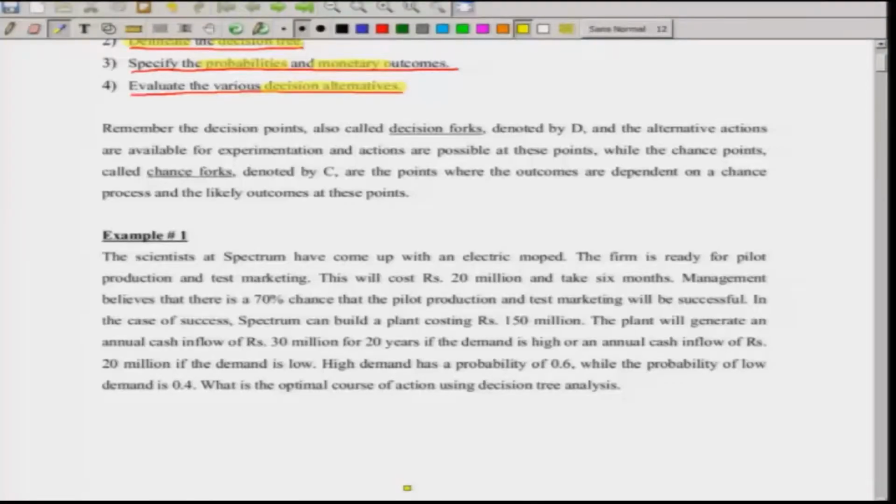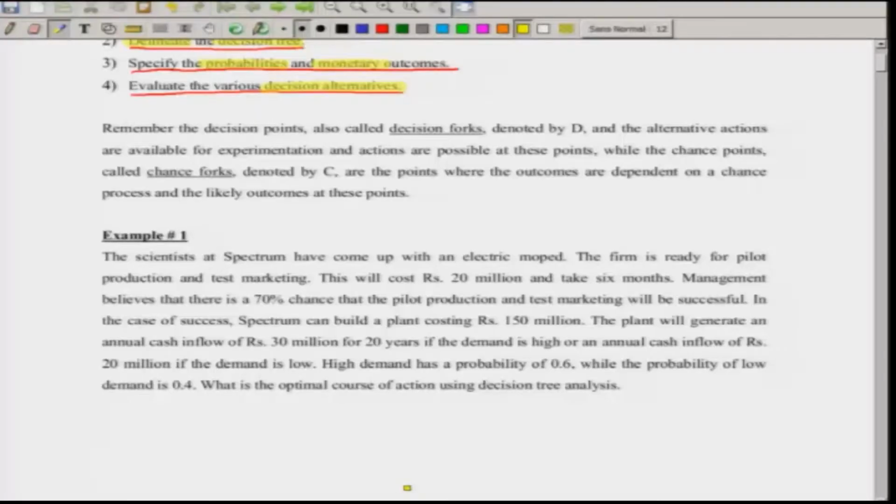The scientists at Spectrum have come up with an electric moped. The firm is ready for pilot production and test marketing. This will cost 20 million rupees. The monetary unit, rupees or dollars, is immaterial here, but I am going to consider the values as given. Obviously, one question would come up time and again: how are we going to utilize the concept of utility? I will mention that as we proceed. So, this will cost 20 million and take a time period of 6 months, which is half a year.